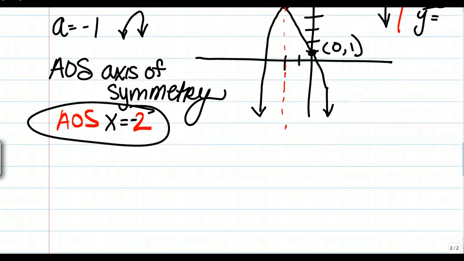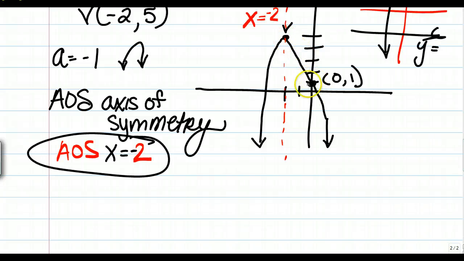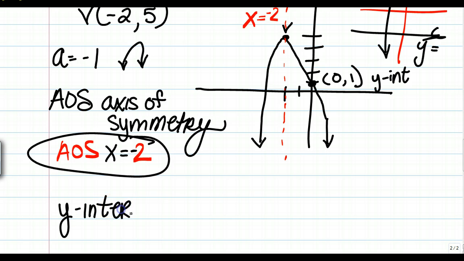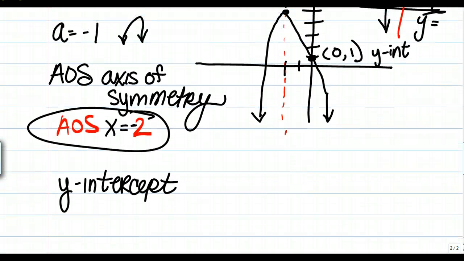Another question I might ask you is, where does the parabola cross the y-axis? And remember, these are y-intercepts. So let's go over how to find a y-intercept. When you have a y-intercept, you have 0, comma, a number. No matter where I am on this line, I'm always going to be over 0, up or down something. So that's why it's 0, comma, blank. So that means that x has to equal 0, but we don't know what y is.